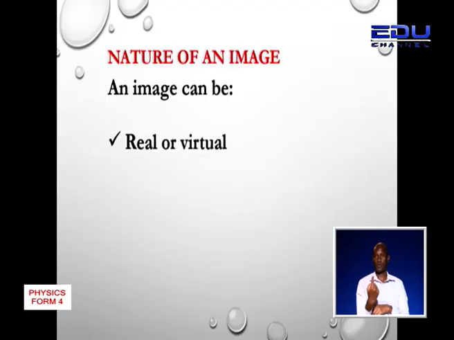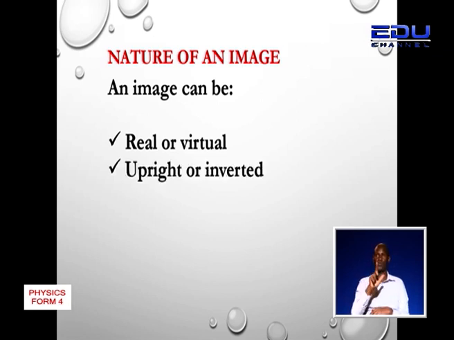The image can be, one, real or virtual. Remember, real images are formed by actual intersection of rays, whereas virtual images are formed by virtual intersection of rays. An image can also be either upright or inverted.